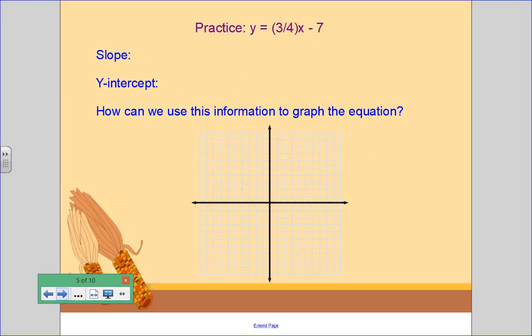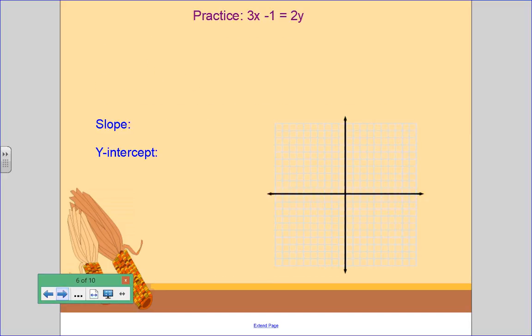Okay, here's your next one to try plotting. So click pause when you're ready to check, click play. All right, so the slope was 3/4. The y-intercept is -7. So there's our y-intercept. A positive 3/4 means up 3 over 4 to the right. There we go, and we connect. We do have an increasing line from left to right matching that positive slope.